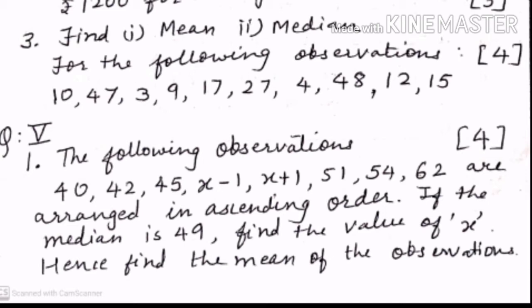Now after getting value x, you will get your x minus 1 and x plus 1 values, which you will write and again rearrange all the observations given, and then you will get your mean. Or for mean, actually it is not necessary to arrange it, you can directly find mean without arranging. Again, mean means sum of the observations divided by number of observations.